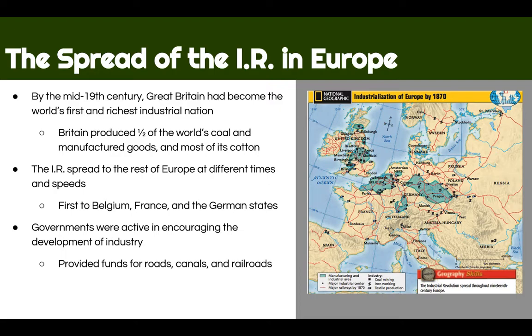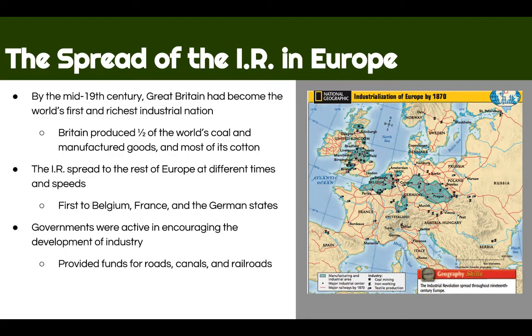The Industrial Revolution, which I've abbreviated IR throughout, spreads to the rest of Europe at different times and speeds. First it goes to Belgium, then France, then to the German states. And in those new regions, it's spreading because governments are actively encouraging the development of industry. So, for example, in the German states, the government works with universities and with industries themselves to fund and support the development of industry.